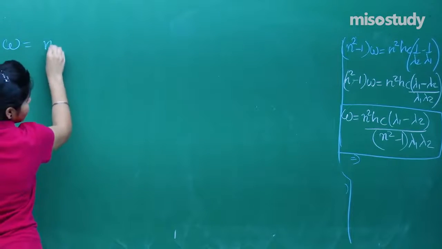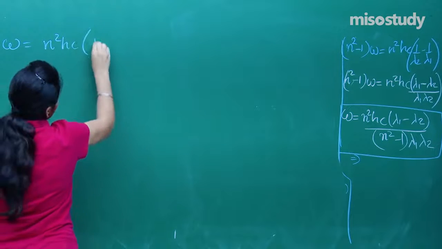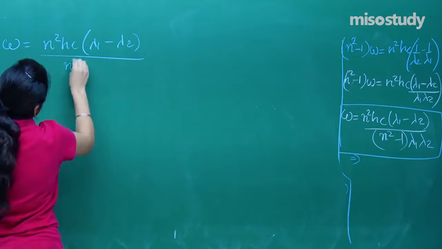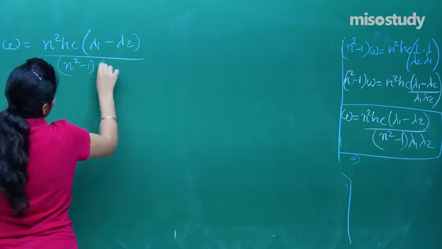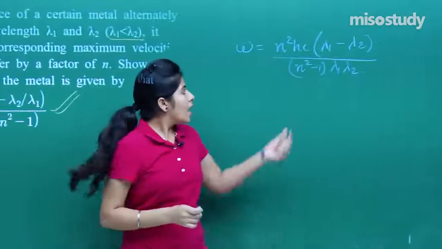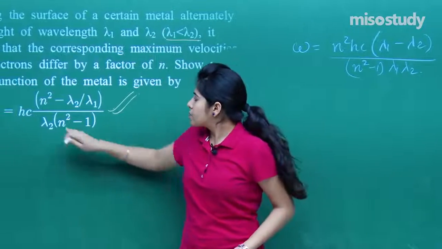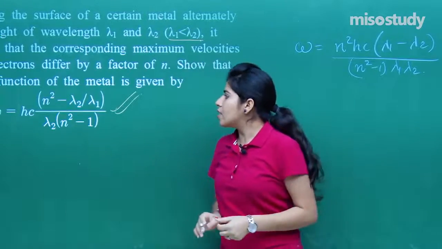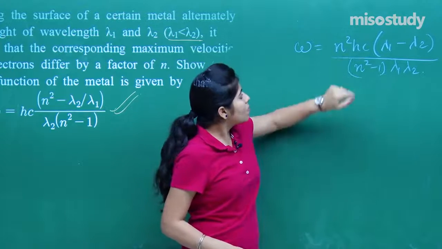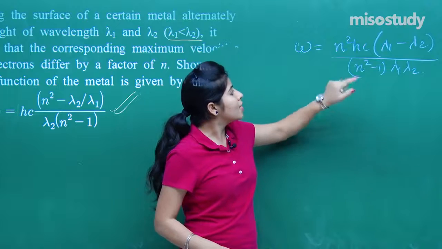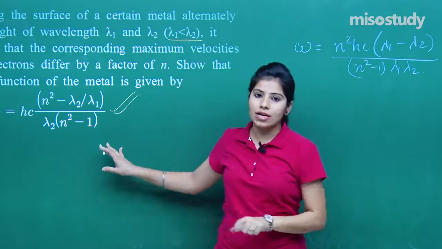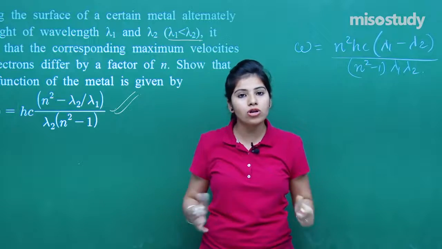W equals n square hc into lambda 1 minus lambda 2 divided by n square minus 1 into lambda 1 lambda 2. Okay, hc, n square hc. Here you can see n square minus lambda 2 by lambda 1. When you solve it, you can easily convert this situation into the form that has been written over here. How can you do that?